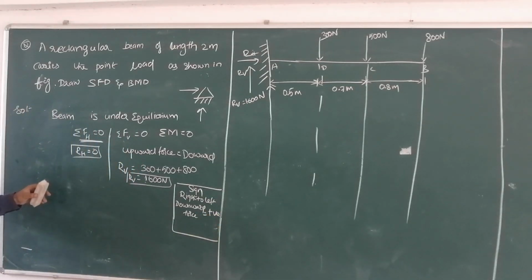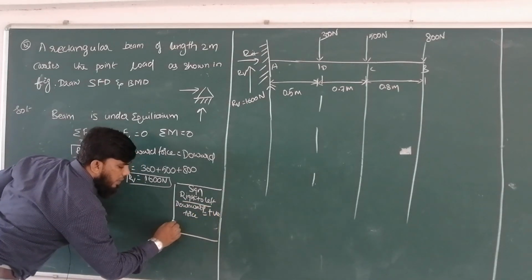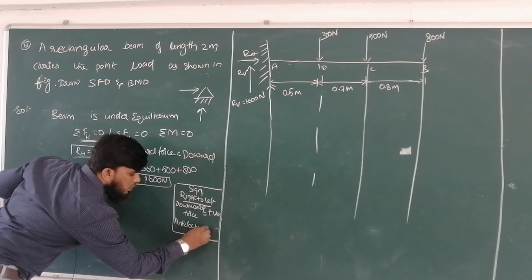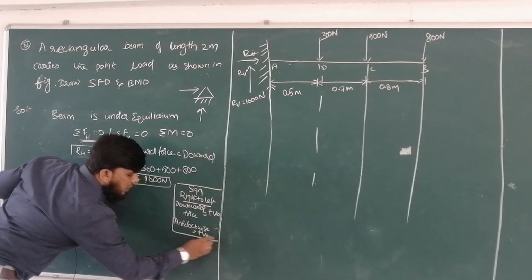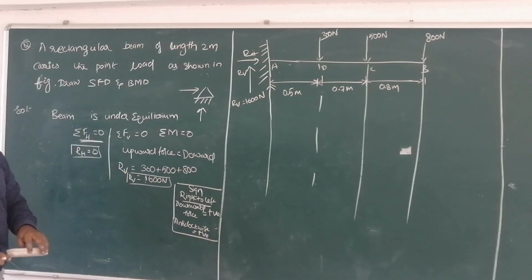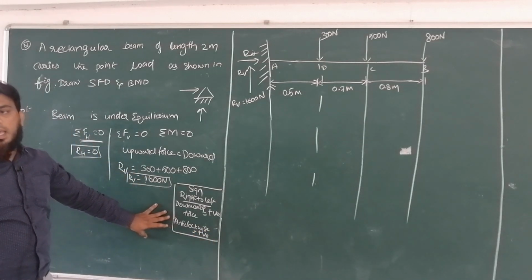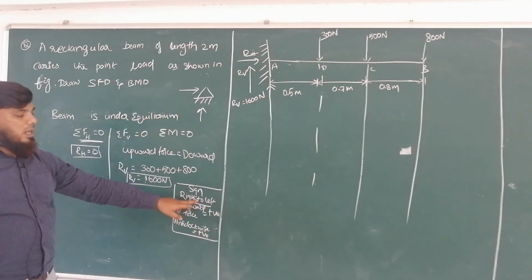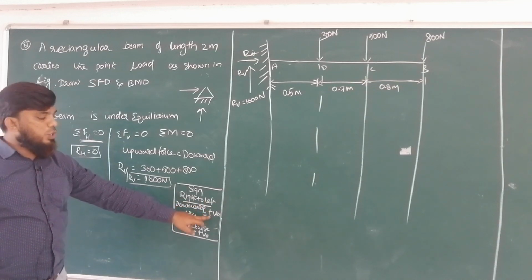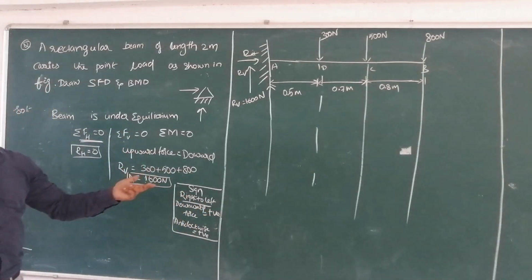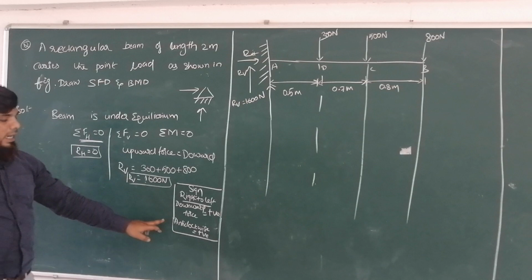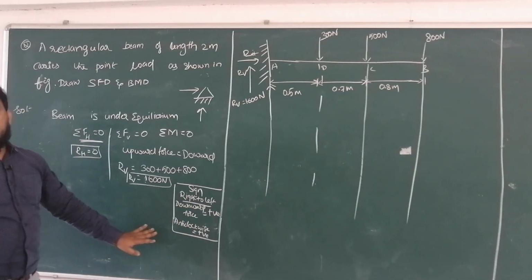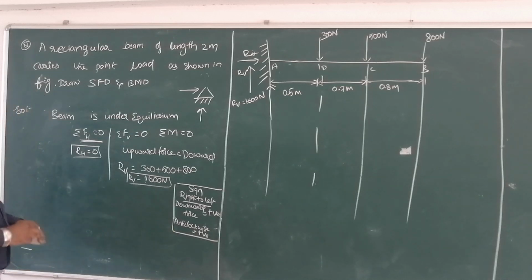The next assumption you have to make is that anti-clockwise moment should be taken as positive. These two sign conventions should be remembered every time. When you are solving from right to left, the downward force should be taken as positive. Obviously, the upward force will become negative. Anti-clockwise is positive, which means clockwise will be negative. Clear? So we have to take these two assumptions.